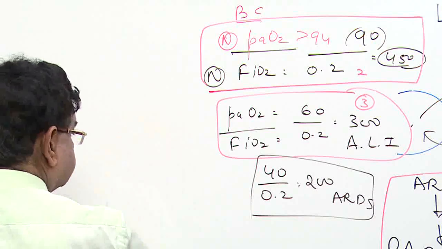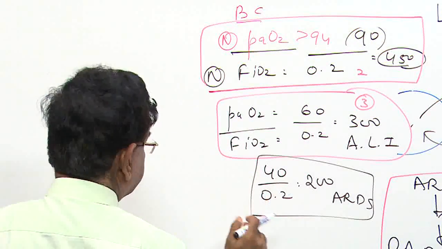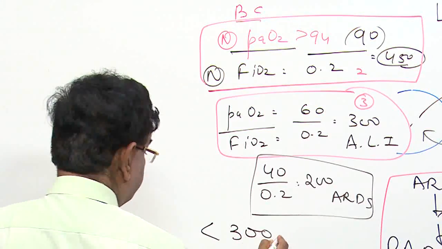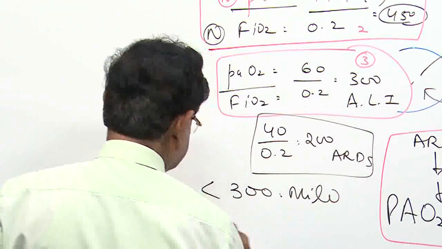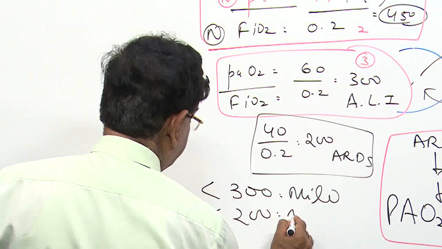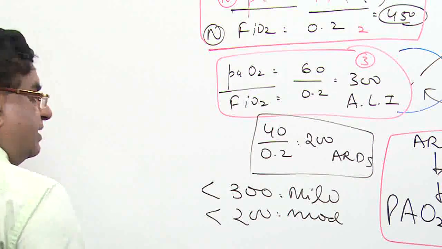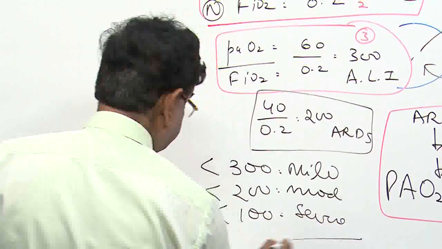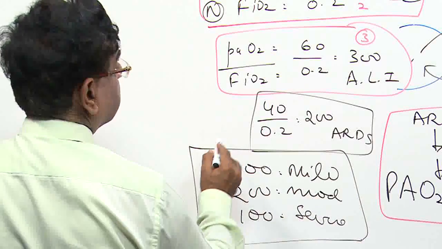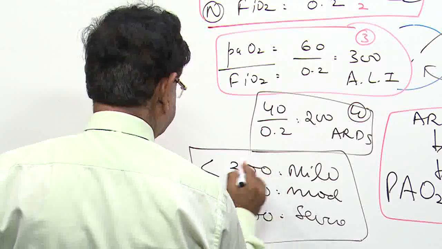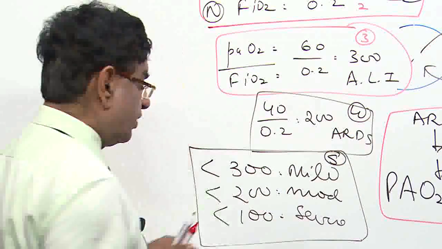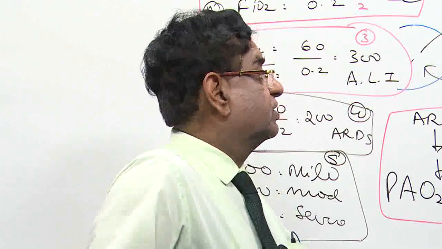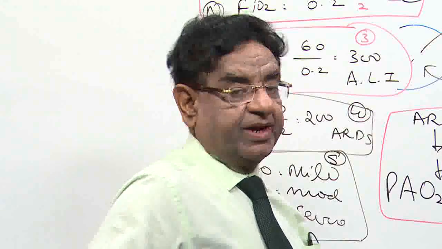The change they have made is that if the PaO2 FiO2 ratio is less than 300, we call it mild ARDS. Less than 200, moderate ARDS. Less than 100, we call it severe ARDS. This is box number 4 and 5. Box number 5 is what is given in the 19th edition of Harrison. Got it?